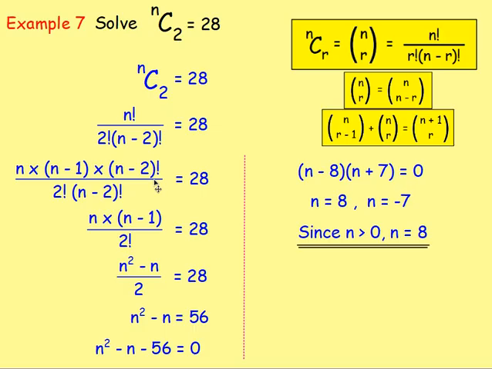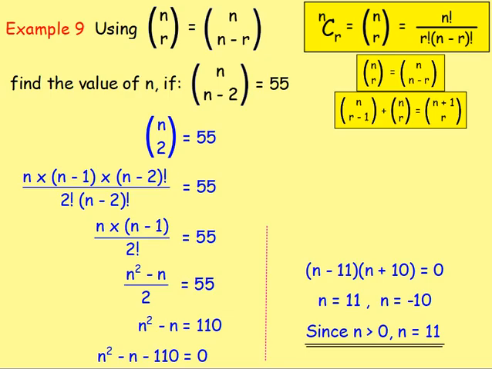That means you can cancel. That will leave you with n times n take away 1 over 2 factorial. 2 factorial means 2 times the numbers before that down to 1. In other words, just 2 times 1. Multiply both sides by 2. Subtract 56 from both sides. Solve it by factorising. And then you get 2 possible answers, with n is 8 or n is negative 7. But remember, n is how many objects you have. You're going to have more than 0 objects. So here, n would be 8. If you have negative 7 objects, that makes no sense. So it's going to be your positive value.